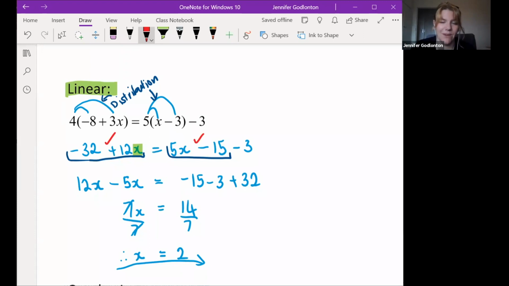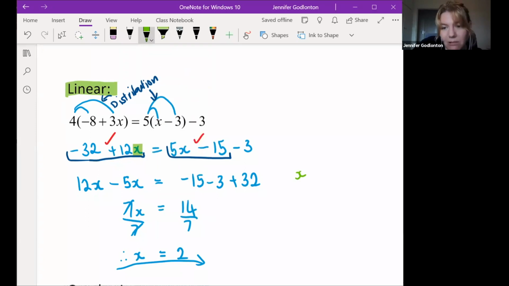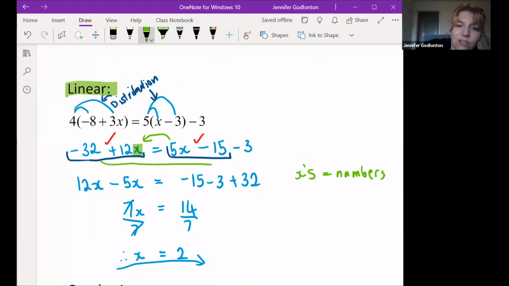Okay, then because it's linear, what we want to do when it's a linear equation is we want all of our x's to be on one side, and we want all of our numbers to be on the other side. So this 5x over here, we needed to move it onto the left, and when it moves, then the sign changes. And that negative 32, we wanted to move to the right, and so it became positive 32. So we have our x's on one side, and we have our numbers on the other side.